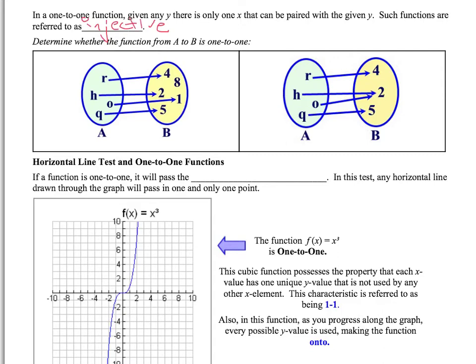For example, let's look at the first one here. I have all these elements in A, all these elements in B. First, I can see it's not onto, because look, the 8 isn't being used. But in order for it to be 1-to-1, the elements that are paired in B can only have one unique element in A, and that is true. So since that is true, it is 1-to-1. Now looking at the second example, all the elements in B are used, so I could say it's onto. But if I'm looking at 1-to-1, look at element 2 in set B. Since 2 is mapped to both the H and the O, it is not 1-to-1.